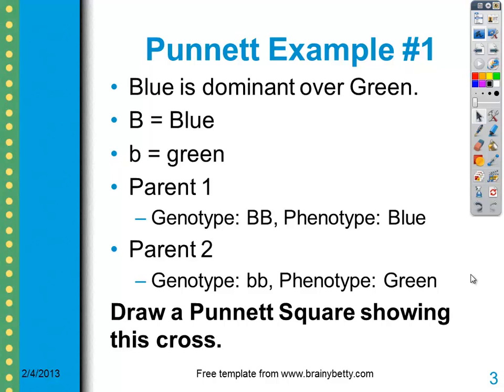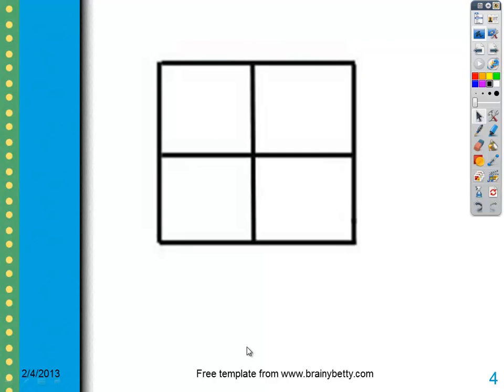So let's draw a Punnett square to show this cross. First thing I'm going to do is take my first parent. Hopefully you wrote it down on your paper. My first parent was big B, big B. My second parent was little b, little b. And like I said before, these parents are interchangeable. This one could have gone down here, and this one could have gone up here. It doesn't matter. What I am going to do is pull my letters down.